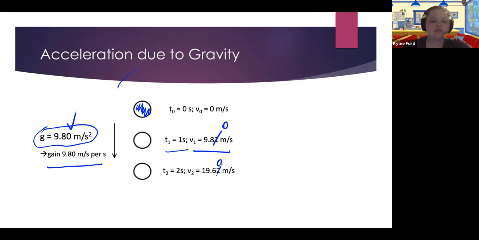All right, so at this time t1, where 1 second went by, now my velocity is 9.80 meters per second. And again, that is because of our acceleration due to gravity. So for each second, see how it got from 0 seconds to 1 second, I gained that much speed. Now if another second goes by, if I go from 1 second to 2 seconds, I will have twice the amount. And that's our acceleration due to gravity.